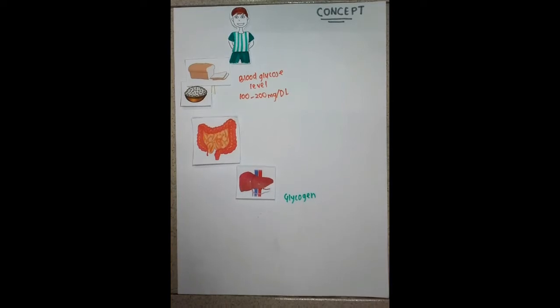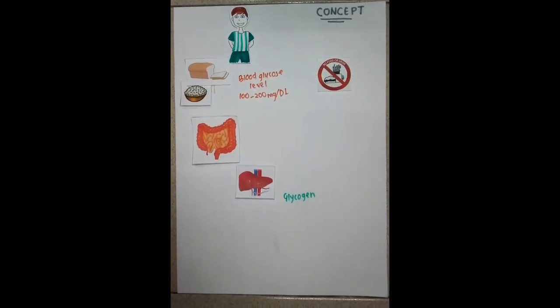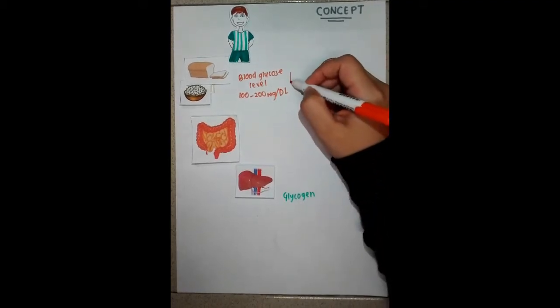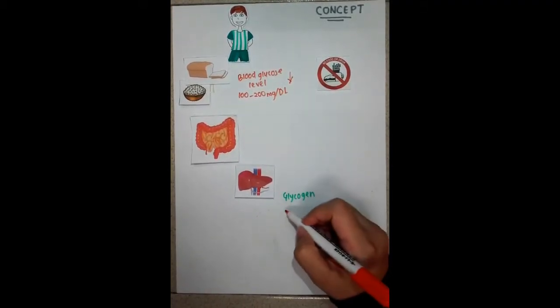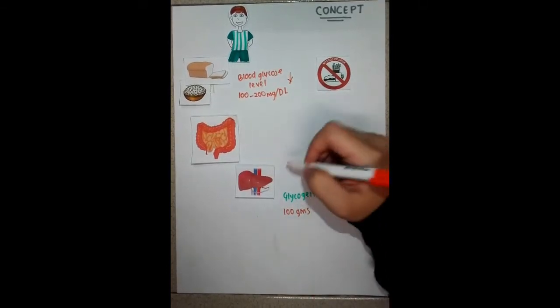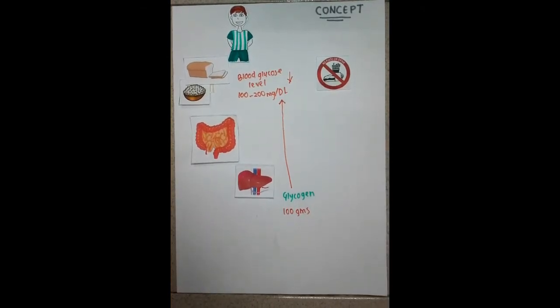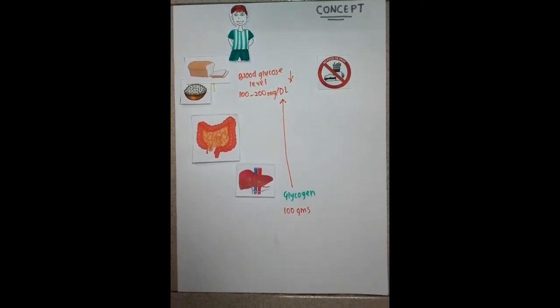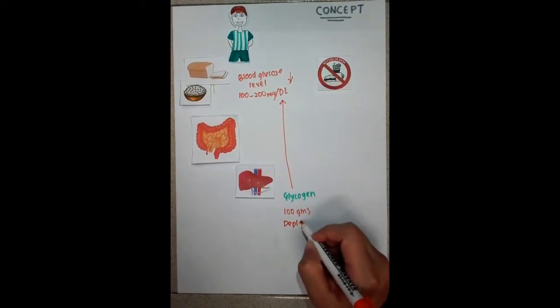In the fasting state, the blood glucose level starts falling and the excess glycogen, about 100 grams, is converted into glucose, which maintains the blood glucose level. This glycogen reserve soon gets depleted and the blood glucose level starts falling.